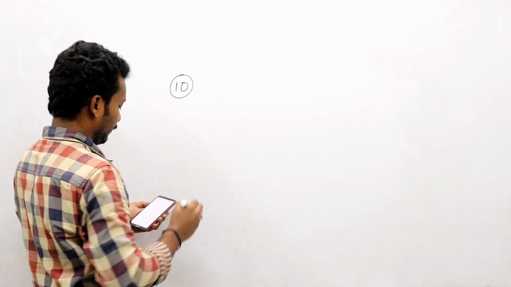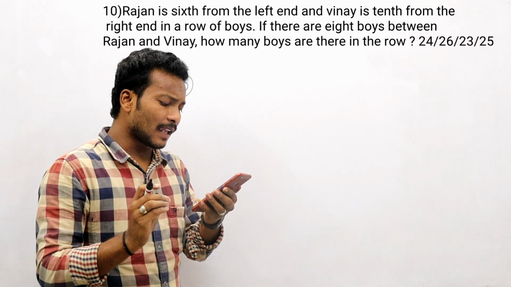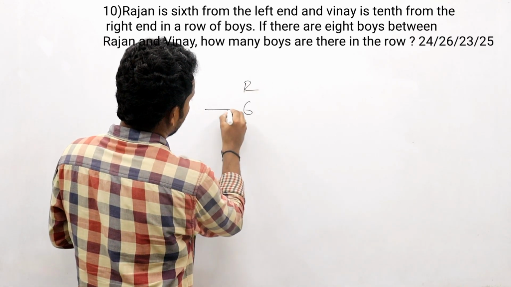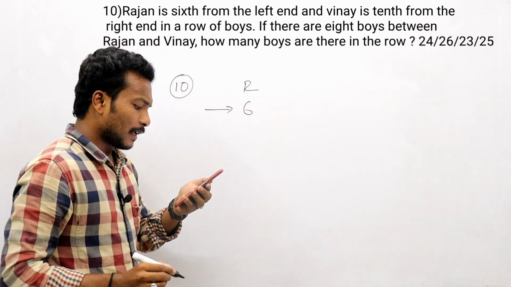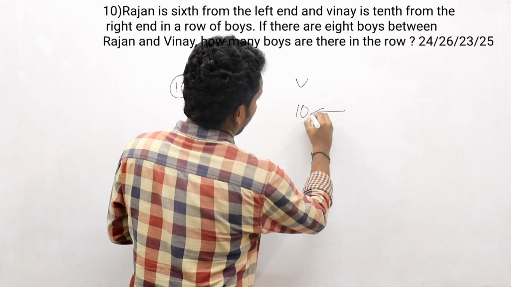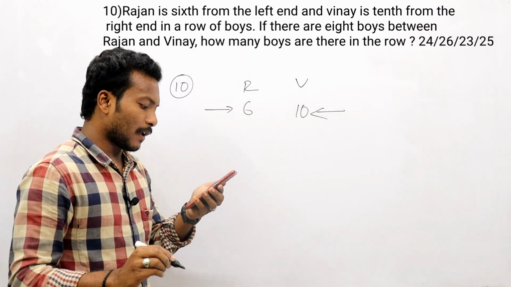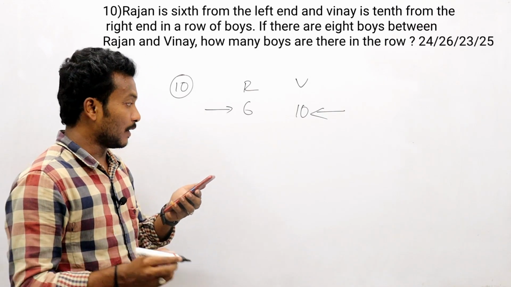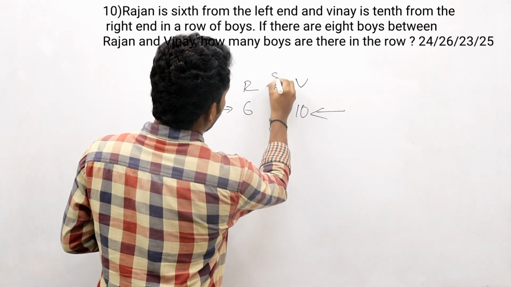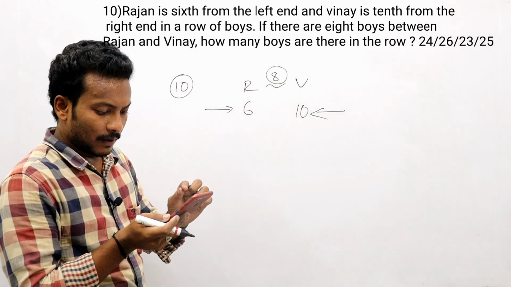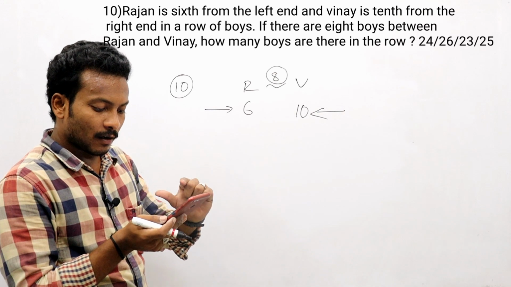Next question, that is the 10th one. Rajan is 6th from the left, and Vinay is 10th from the right. If there are 8 boys between Rajan and Vinay, how many boys are there in the row?